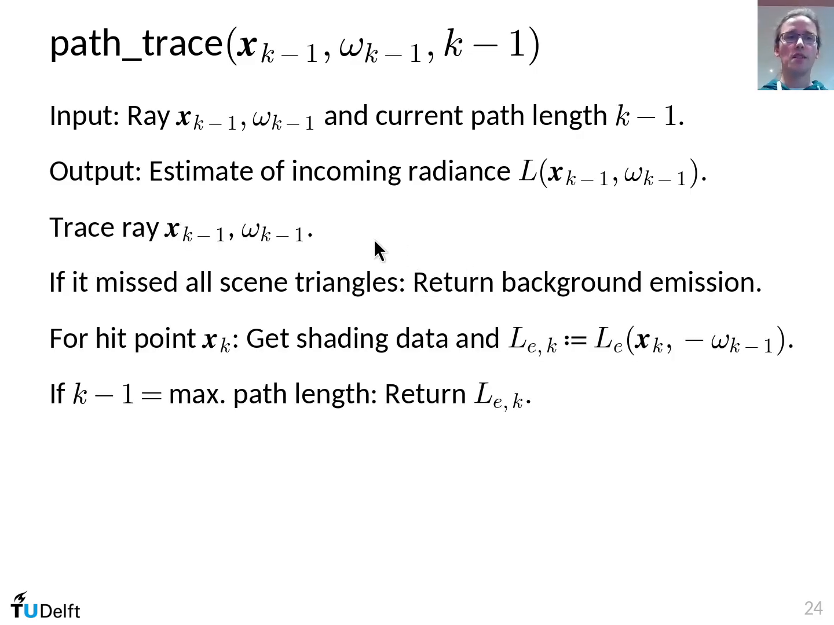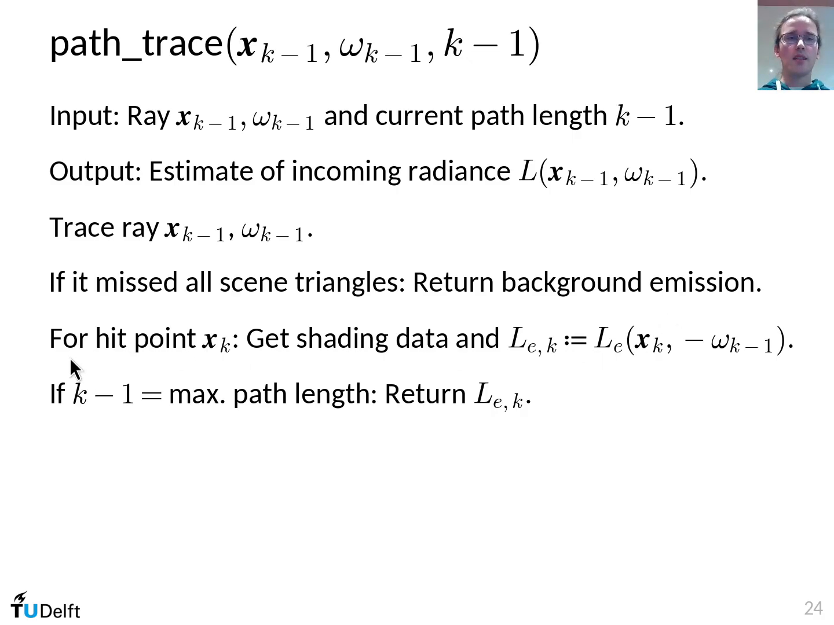And now we start our algorithm. And the first step is that we trace the given ray. So from x_{k-1} into direction omega_{k-1}, we trace a ray. And then one possible outcome is that this ray simply missed all of the triangles in the scene. And in this case, we just compute the background emission and return that. So this is just a constant radiance value in the path tracer that I wrote for this lecture, but as explained before, it could also be something that we get from an HDR image for the background, basically an environment map.